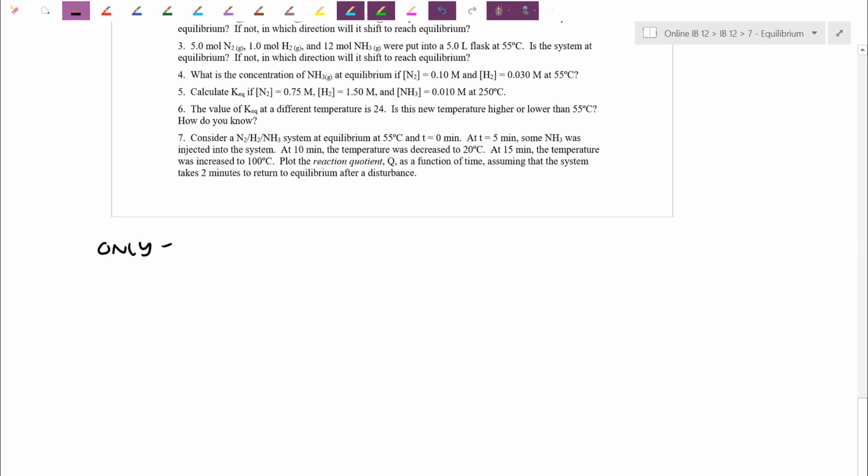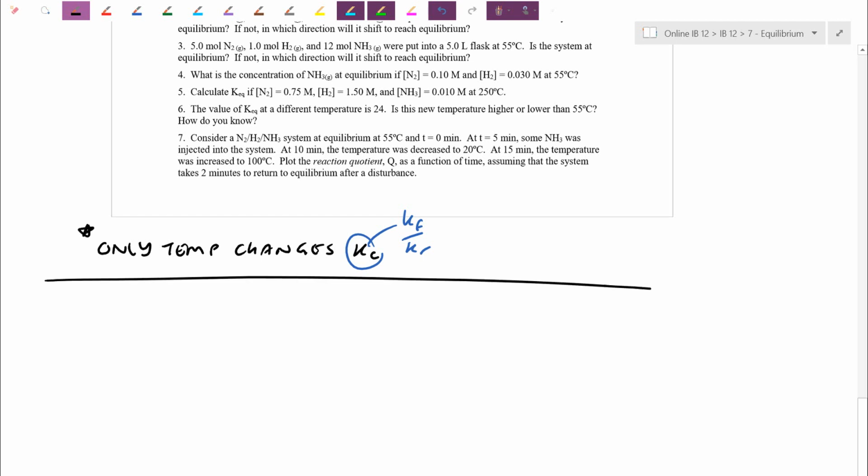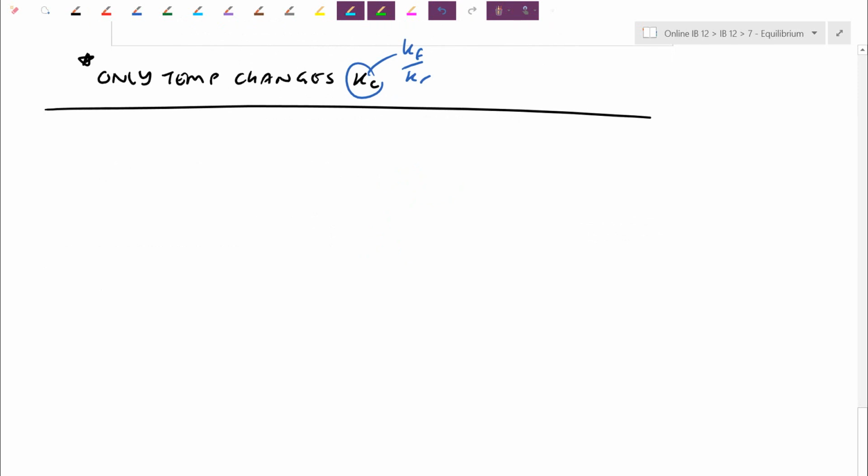Only temperature changes Keq or Kc, right? Because Kc, remember, at the heart of it depends on the rate constants, k forward divided by k reverse. Now there are a couple of little manipulations I can do that seem like they counteract that. That is a conclusion we're going to take away, but let's analyze a couple more situations here.